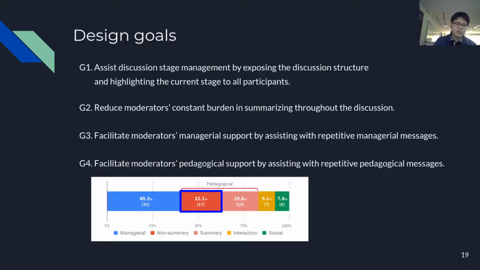And G4: facilitate moderator pedagogical support by assisting with repetitive pedagogical messages. In the formative study, we observed that moderators used some repetitive pedagogical messages, something like "any more ideas?"